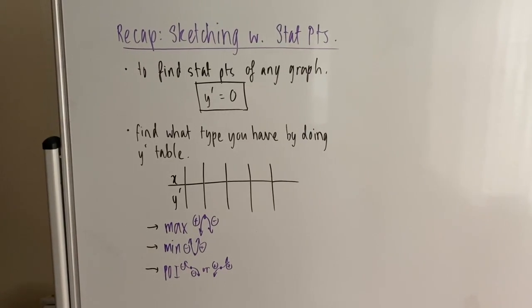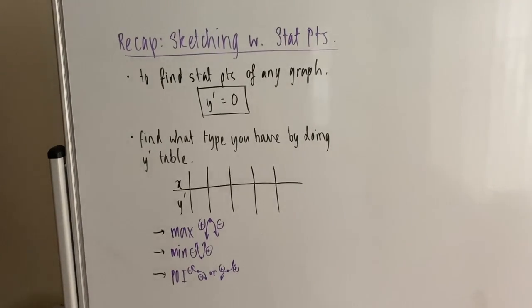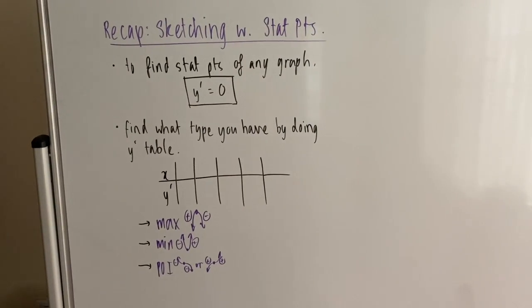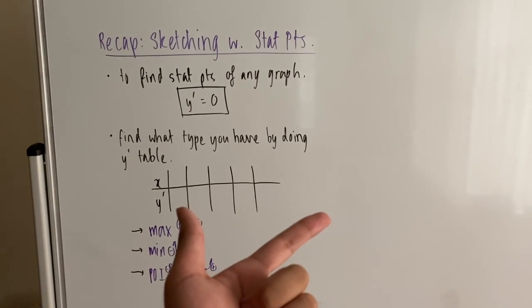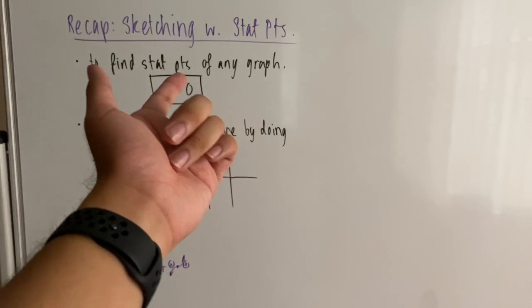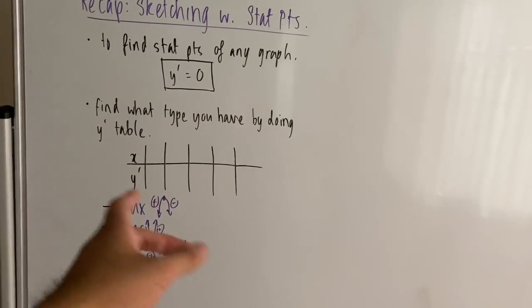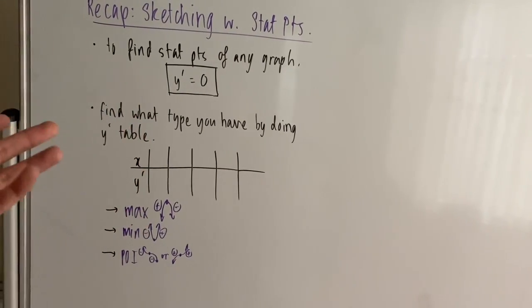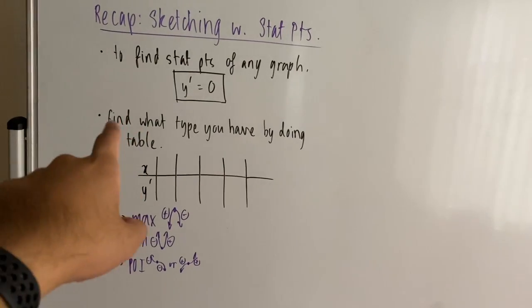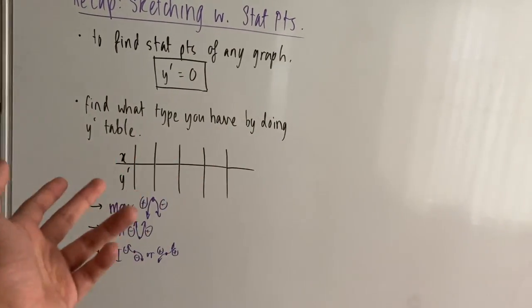Okay, so just a little bit of a recap. Whenever you're trying to sketch with stationary points, step number 1 is to find out what your stationary points actually are. So that means the x coordinate and the y coordinate of your stationary point. You do that by allowing y dash to equal 0 and solving that equation, right? Now, the next step, once you have your 2 stationary points or 3 stationary points or 1 stationary point, you need to find out what type of stationary point you have by doing a y dash table.